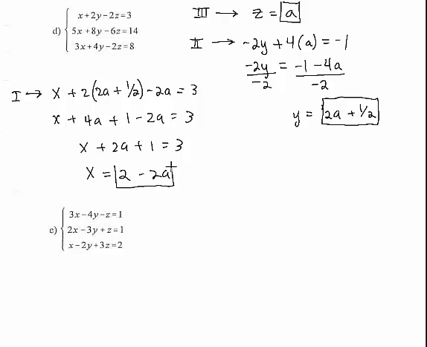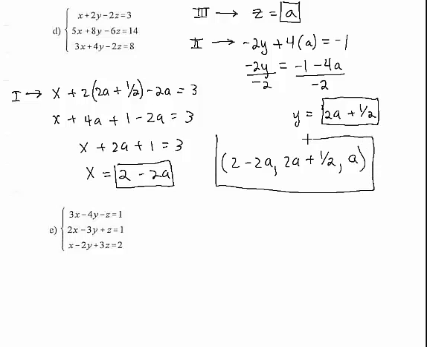And so here is our expression for x: 2 minus 2a. y is 2a plus a half. And then z is an a. This is our general solution to this system of equations. This is what happens when there are infinitely many solutions.